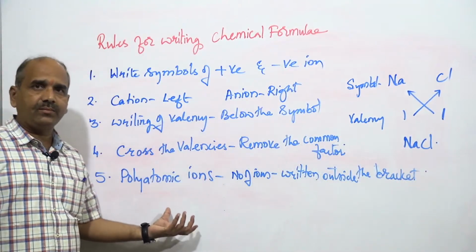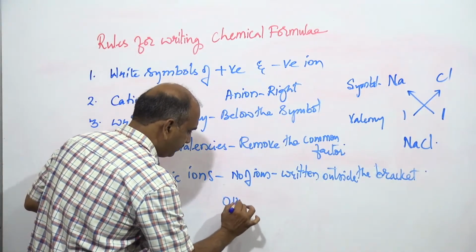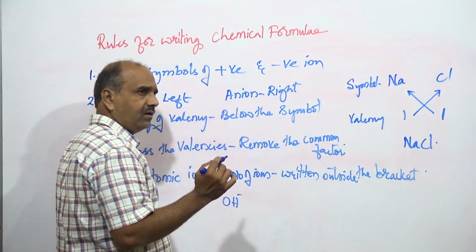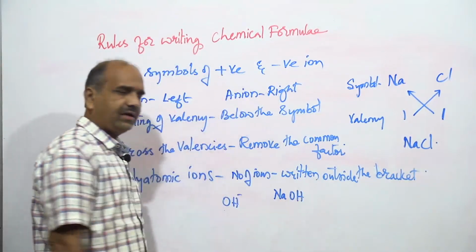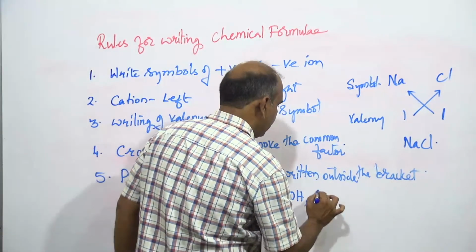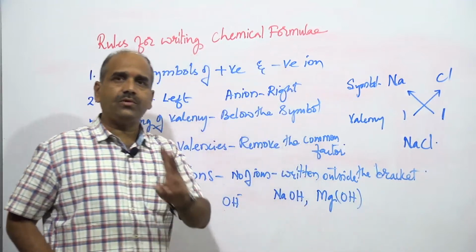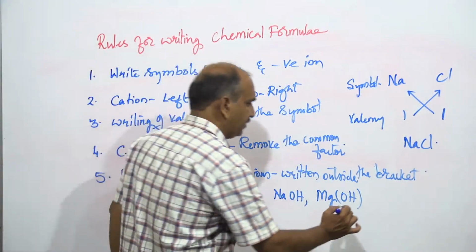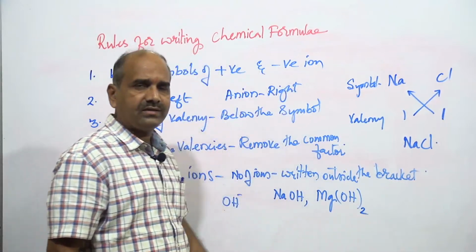So if polyatomic ions are there, say for example OH ion is there. In the case of sodium hydroxide, no problem. Since it is only one ion, you need not put a bracket. When you come to magnesium hydroxide, magnesium donates 2 electrons. Those 2 electrons are taken by 2 hydroxide ions. So you will be writing outside the OH, 2 as a subscript.